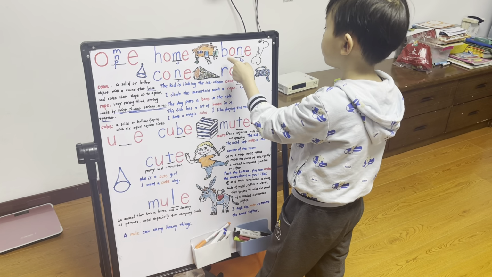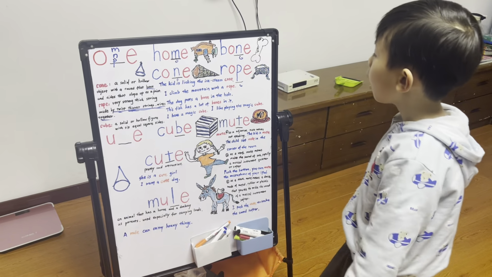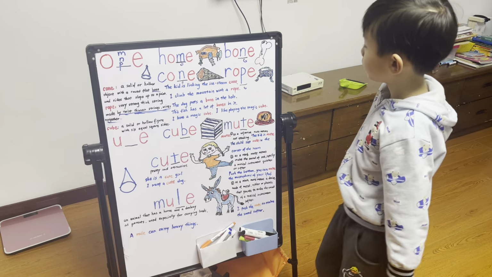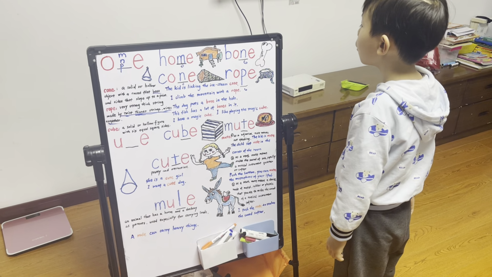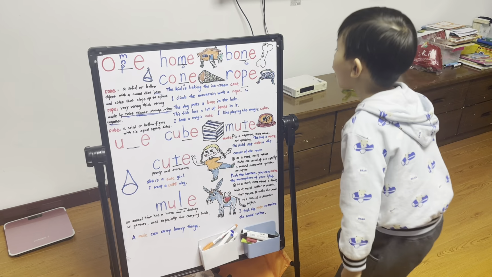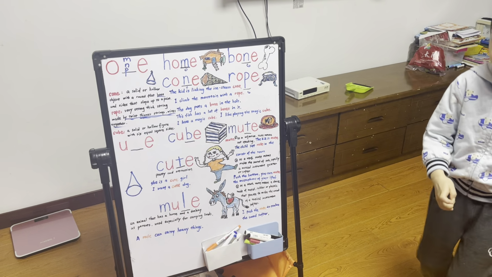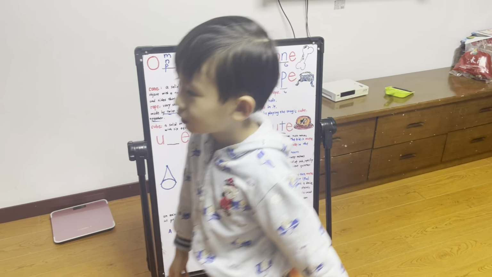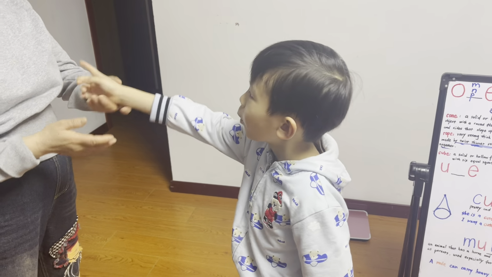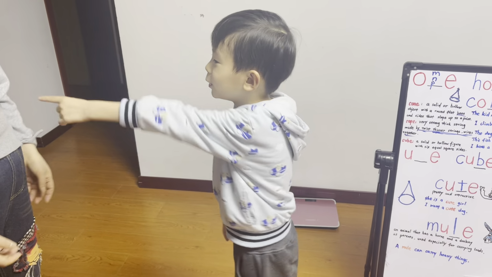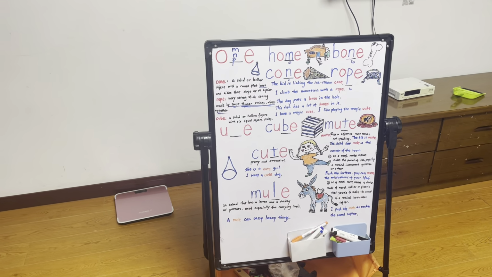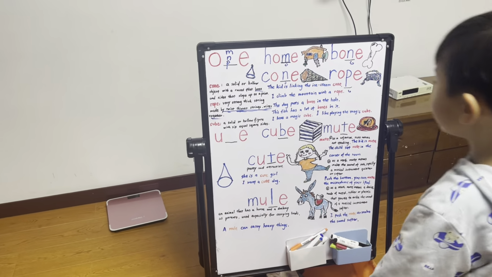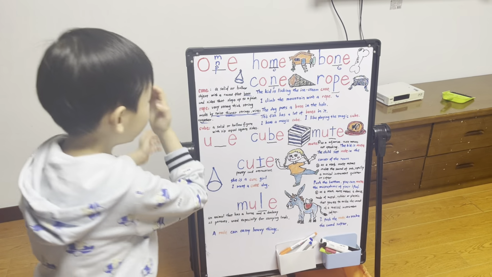B. Is it B-O-N or O-N? B-O-N. Yes. O-N. Bone. Okay, make a sentence. There is a bone in your body. Good. There are many bones in her body, yes?